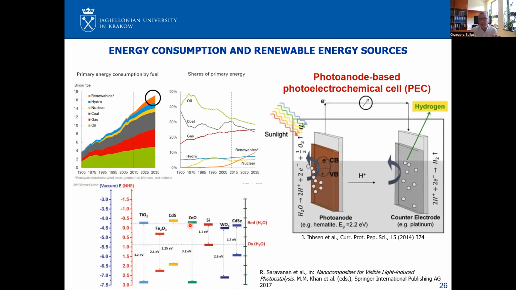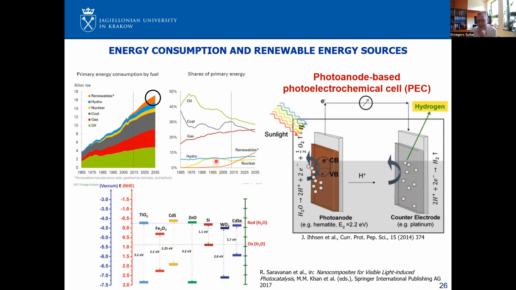Now I would like to switch to another application not related to bio. It's generation of green energy. As you know, energy consumption has risen for decades, and the percentage of renewable energies also rises in the group of energy sources. And one of the systems which can be used for generation of green energy is photoelectrochemical cells.